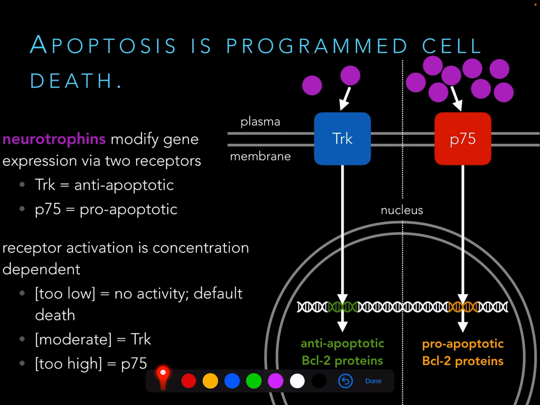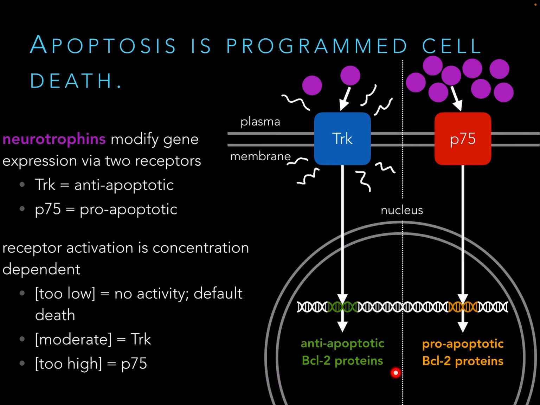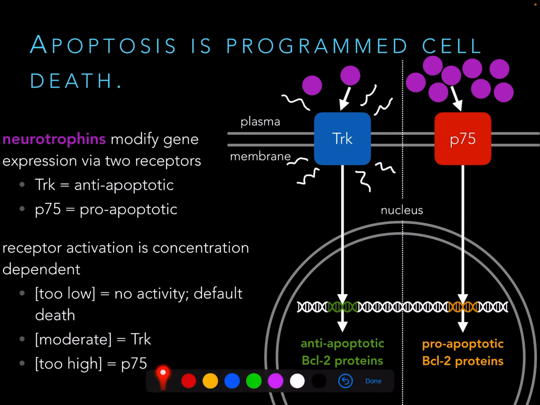Neurons only survive if there's a moderate level of neurotrophin signaling, so that we have preferential activation of TRK receptors. Let's preferentially activate them now. Look at those activity lines. This is a happy neuron. Only in that case do we stimulate TRK receptors and keep a high level of anti-apoptotic BCL2 proteins around, keeping our mitochondria intact.